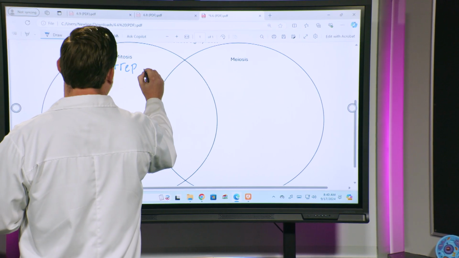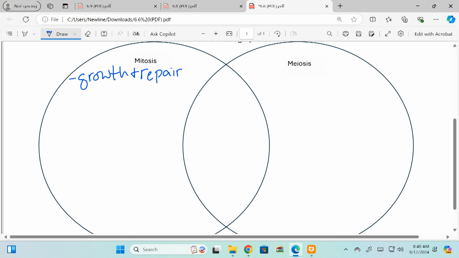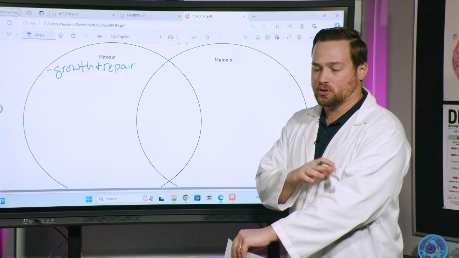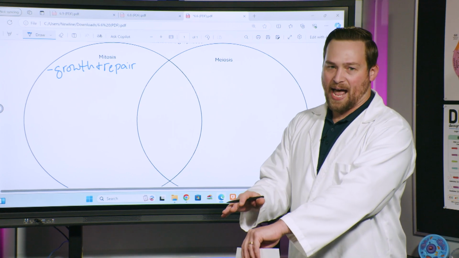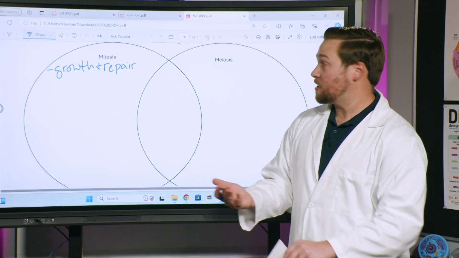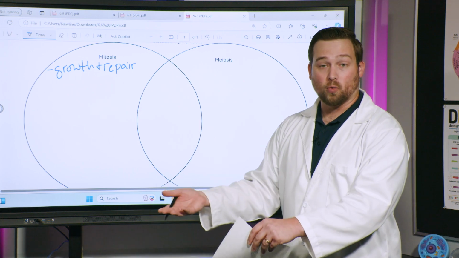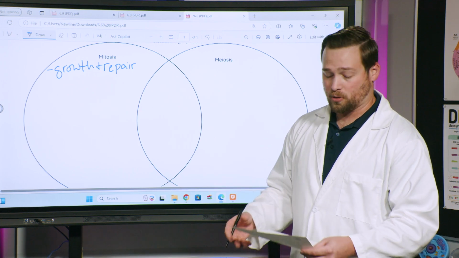So we use these for growth and repair of new body cells. If you get a wound, if you scrape some skin off your arm in a bad bicycle crash, your cells need to be replaced, and we're going to use mitosis to make new ones. So that's how we can use mitosis for growth and repair.